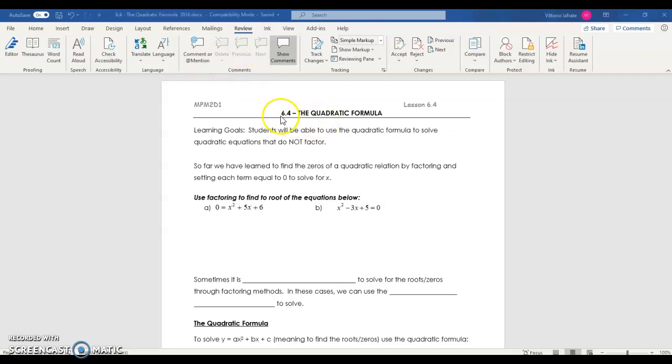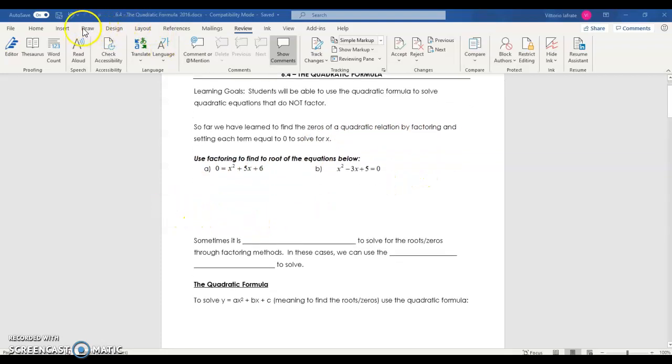This is lesson 6.4, the quadratic formula. In this lesson, we're going to learn how to use a quadratic formula to solve quadratic equations that you cannot factor. So far we learned how to find the zeros or the roots or the solutions to quadratic relations by factoring. So we'll do an example together here.